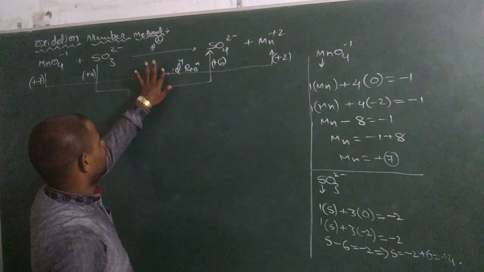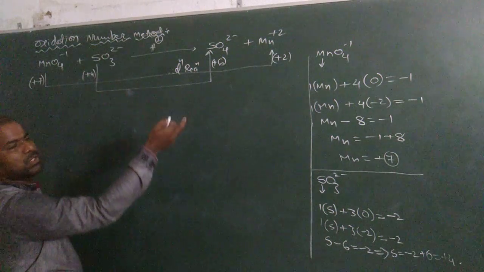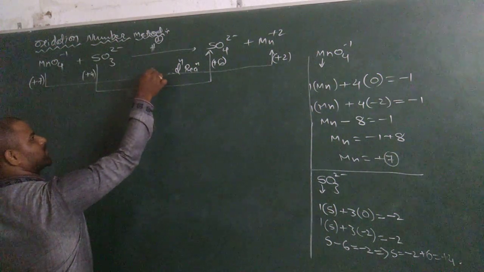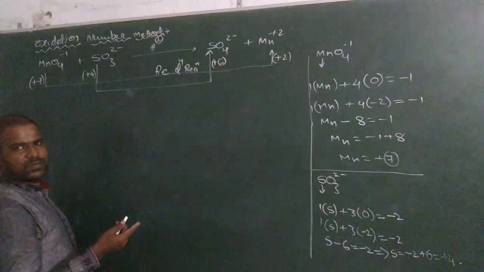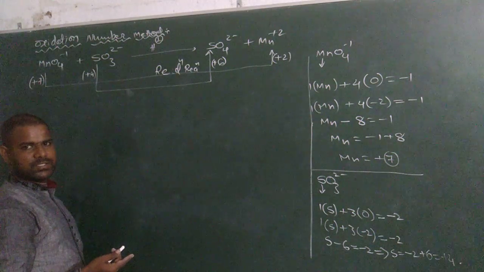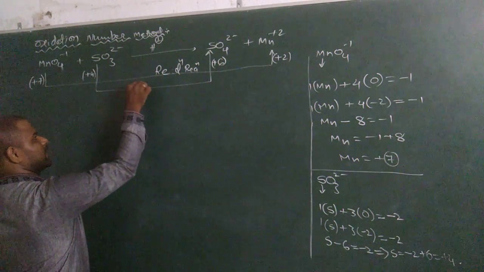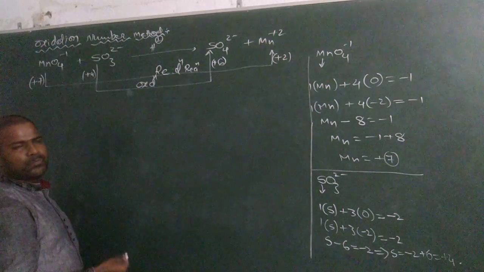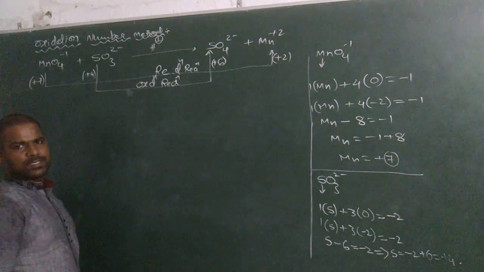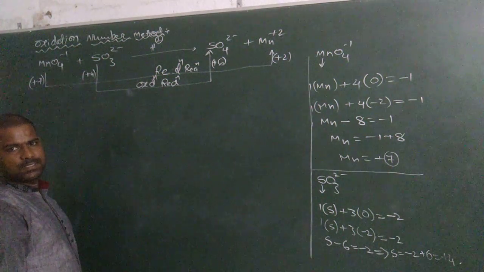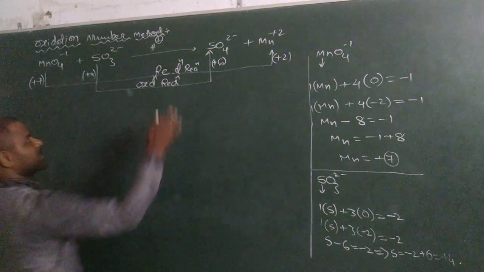When we check manganese, its oxidation state changes from plus 7 to plus 2. So the oxidation state decreases by 5 units. That is why it is a reduction reaction. In the case of sulfur, the oxidation state increases by 2, so this is an oxidation reaction. So we can call this complete equation a redox reaction. That is the oxidation number method for balancing redox reactions.